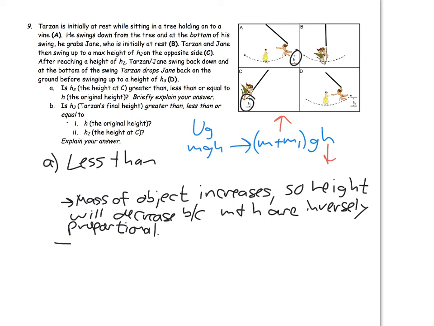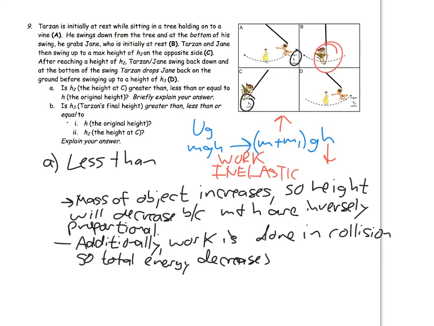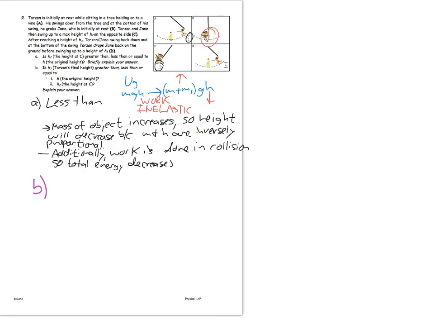On top of that, there's work being done in that collision when Tarzan and Jane collide. It is an inelastic collision, so we're losing energy. So even if we didn't lose energy, we would still swing to a lower height because the mass increased. But on top of that, some work's being done in that inelastic collision. So that means we're definitely swinging to a lower height at point C. So h2 is going to be less than our initial height, h.